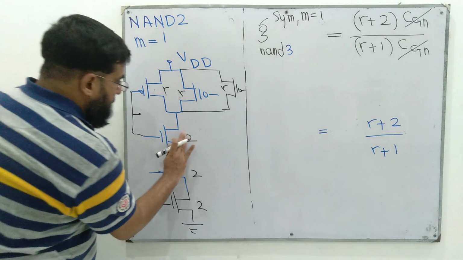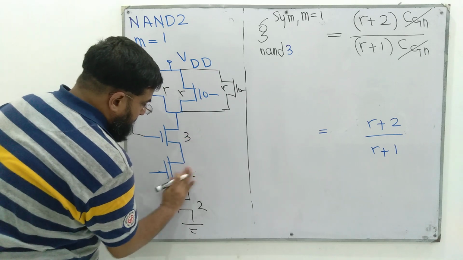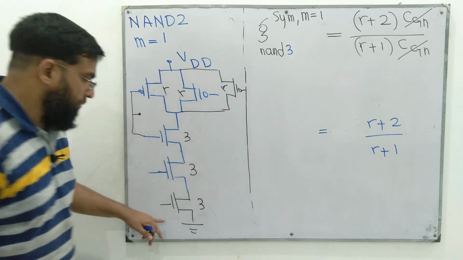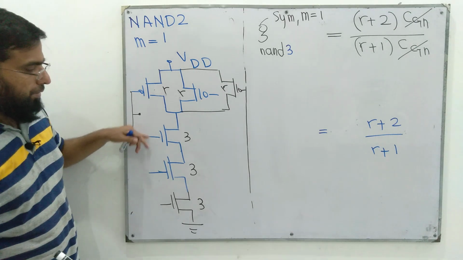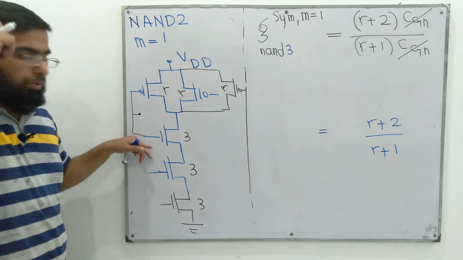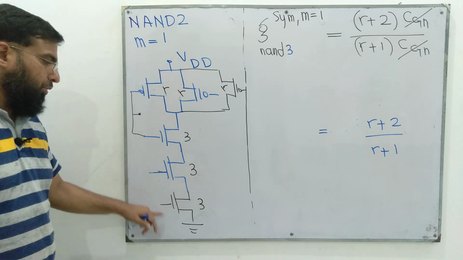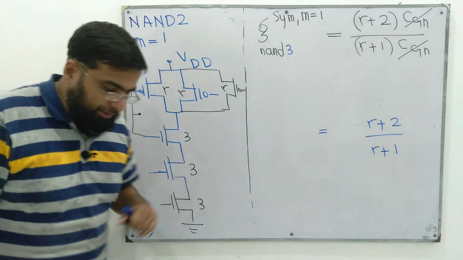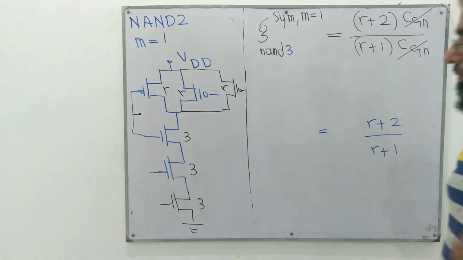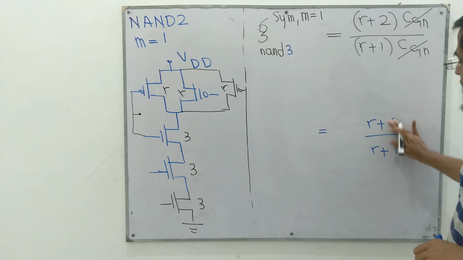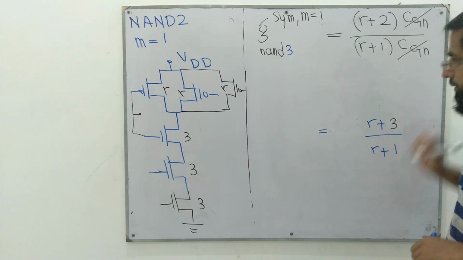And this is not 3. This has to be 2. This has to be 3. Because to make this fall time delay equal to the delay of a NOT, each transistor has to be 3 times in size. Right. So in fact, instead of R plus 2, this is R plus 3.